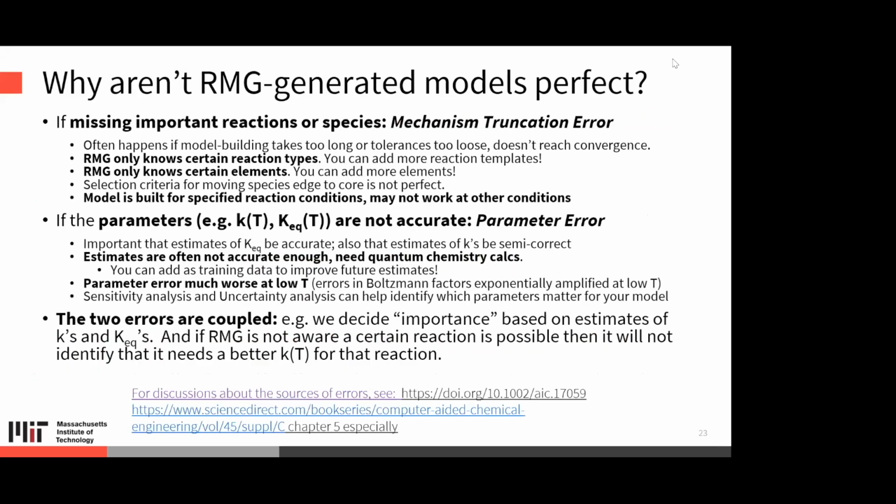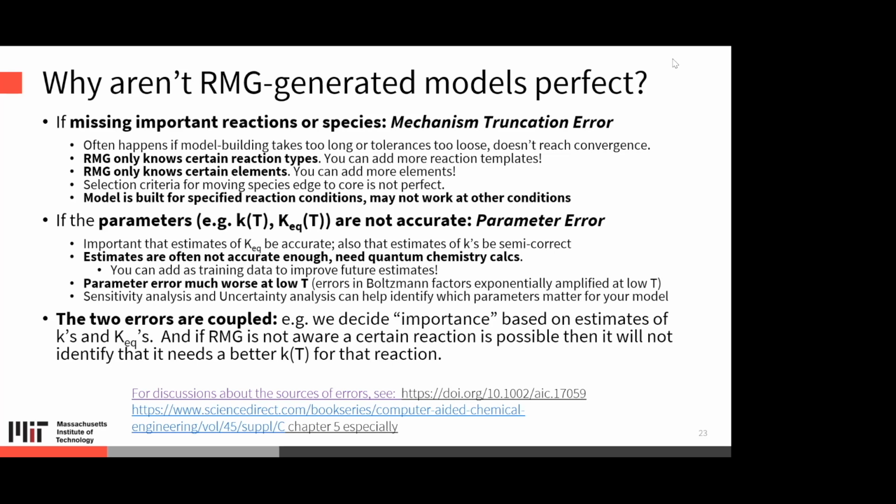Why aren't they perfect? There's kind of two main kinds of error. One I call mechanism truncation error. It's that your mechanism is missing reactions and species it should include. So you somehow truncated your mechanism and you have an error because you truncated it. And there's a lot of different reasons why that might happen.